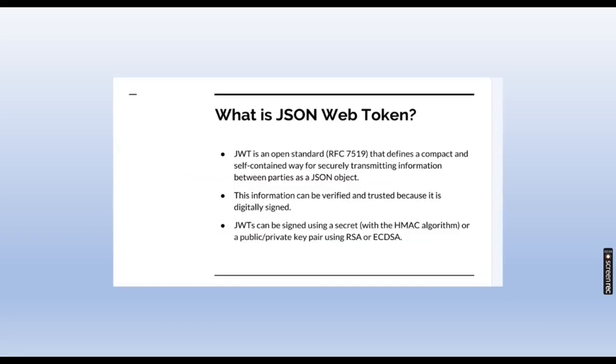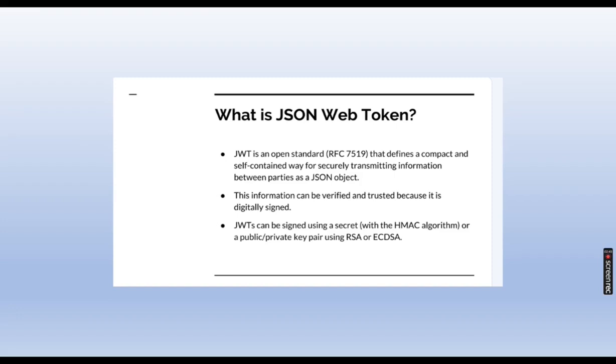JWT is an open standard, RFC 7519, that defines a compact and self-contained way for securely transmitting information between parties as a JSON object. Using this RFC, some algorithms are there to generate encrypted or decrypted tokens, such as HS256, the HMAC algorithm, the RSA algorithm, or SHA256 algorithms. Based on this, encryption and decryption would be done.